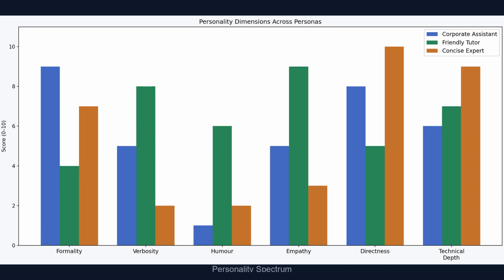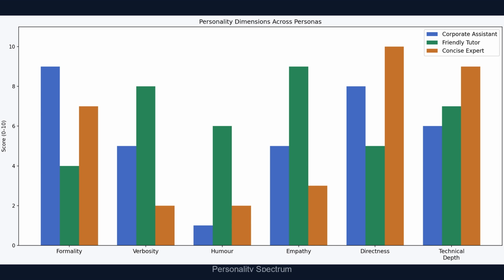This chart maps three distinct personas across six personality dimensions: formality, verbosity, humor, empathy, directness, and technical depth. The corporate assistant scores high on formality and directness: structured, efficient. The friendly tutor leads on empathy and humor: approachable, encouraging, willing to take detours. The concise expert maximizes technical depth while minimizing verbosity: dense information, minimal words.